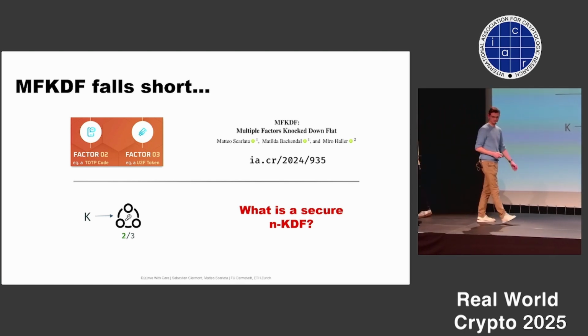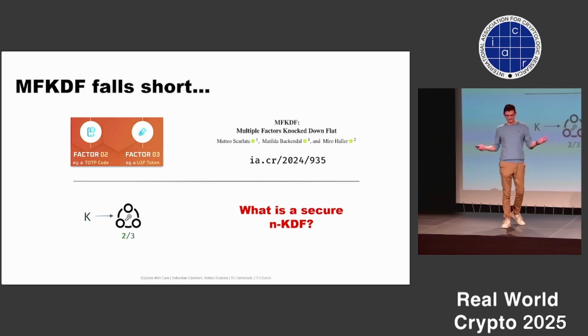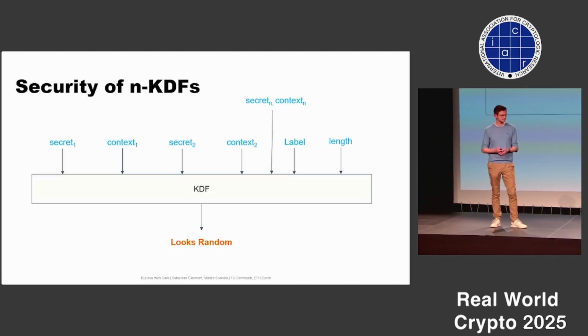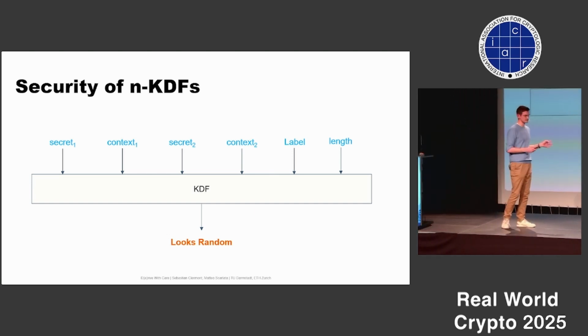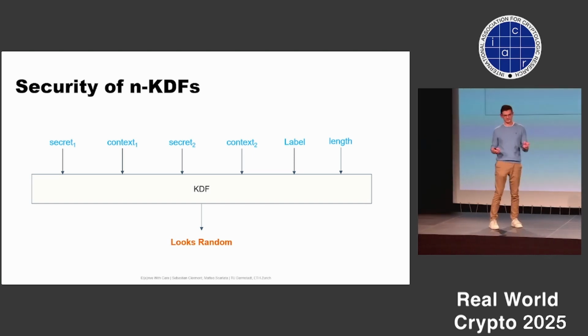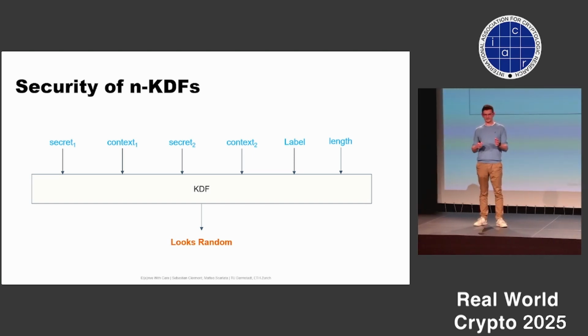Thank you very much, Matteo. Yes, indeed, we ask ourselves, how does a secure multi-input key derivation function look like? You see here the syntax that I've discussed before. We have multiple input secrets, up to n in fact, and each input secret has its associated context. Then there is a label value and a length value. For simplicity, on the following slides, I will only talk about KDFs that take 2 inputs, but everything I say extends to the n input case.